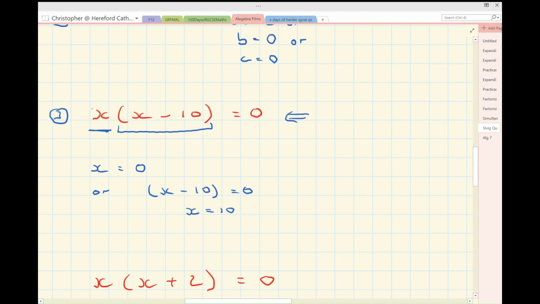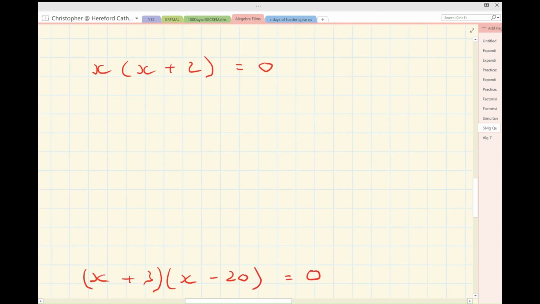The first answer is if the first number equals 0. If x equals 0, easy. And the second answer comes from x minus 10 being equal to 0. And that gives us the answer x equals 10, because it's a value of x equals 10 that makes x minus 10 equal 0. So look at this one. Number 4.